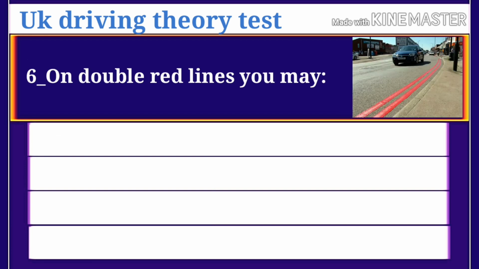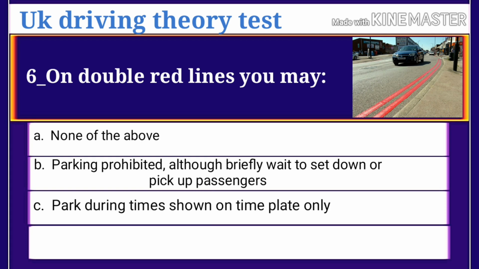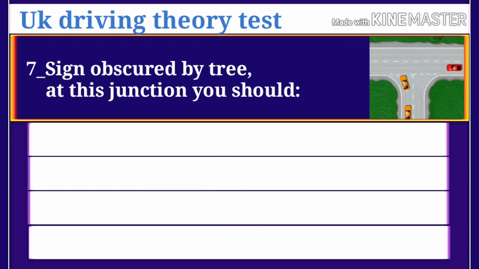Question 6. On double red lines you may: A. None of the above. B. Parking prohibited, although briefly wait to set down or pick up passengers. C. Park during times shown on time plate only. D. Park at any time. The correct answer is A. None of the above.